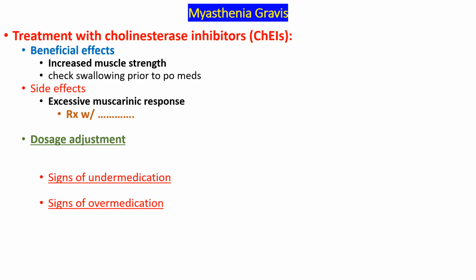So the beneficial effect is increased muscle strength. We always make sure that the patient is able to swallow, because swallowing can be adversely affected by the disease, myasthenia gravis. So make sure that the patient is able to swallow, otherwise they will aspirate. Side effects include excessive muscarinic receptor response, so we treat that with atropine.